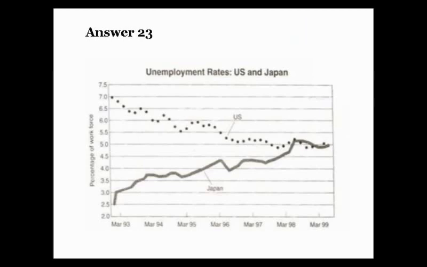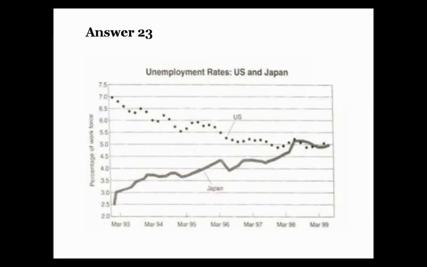The graph gives information about the unemployment rates in the US and Japan in terms of percentage of workforce and time period. To begin with, we can see that there are two lines in this picture. That is the Japan line with a rising trend and the US line with a declining trend. According to the graph, for Japan, the largest number can be found in March 1999, which is about 5%.